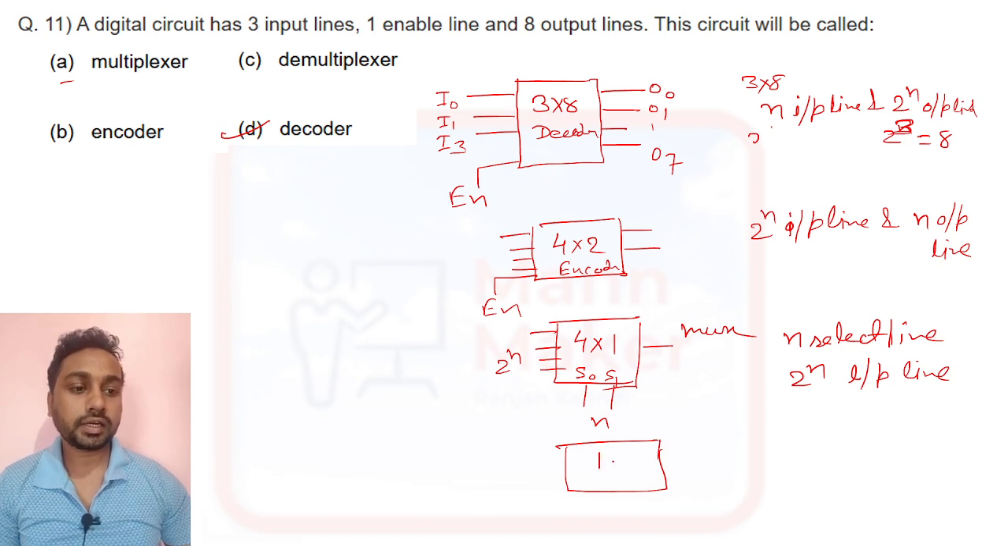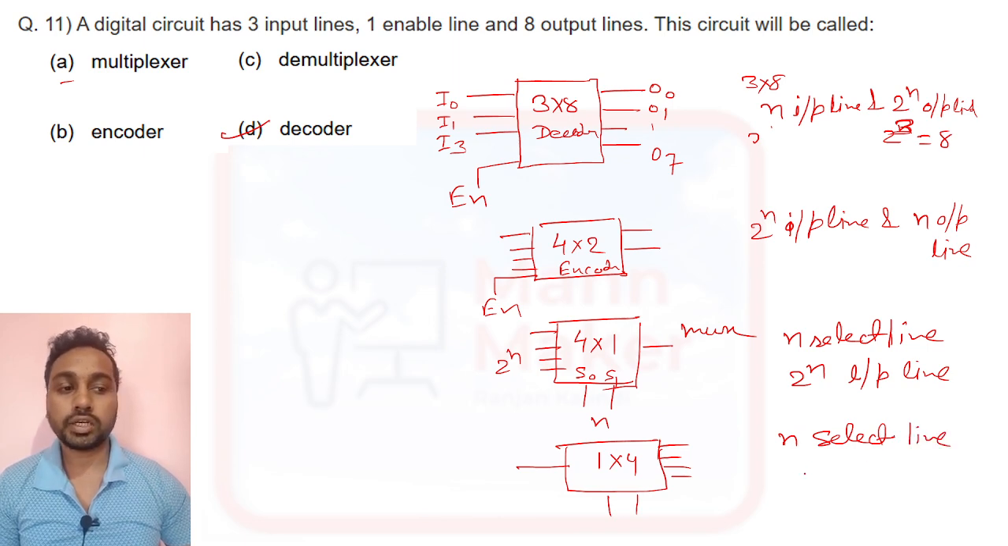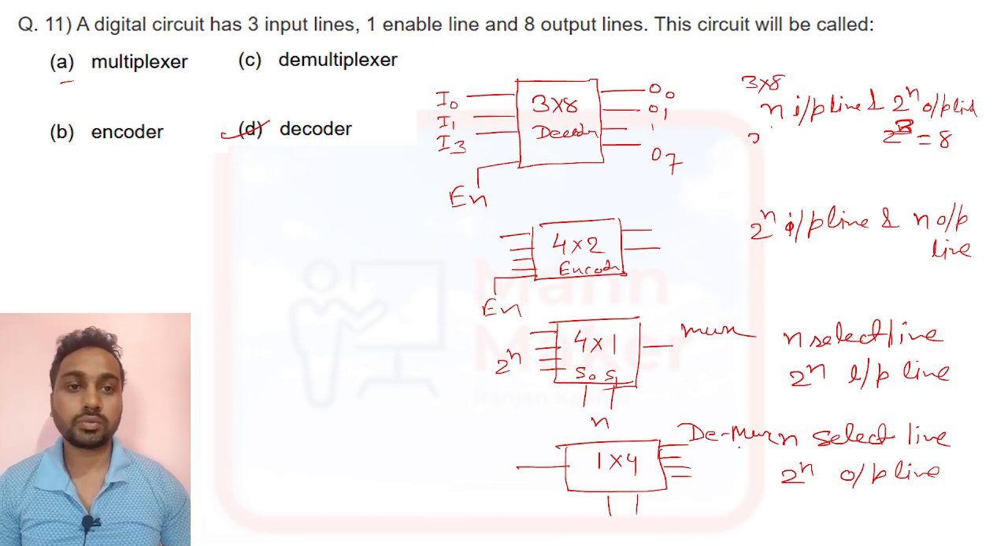Now for the demultiplexer. If it is 1 into 4, a demultiplexer always has one input and many outputs. With 4 outputs, there will be 2 select lines. If n is the number of select lines, then 2 to the power n output lines will be there in a demultiplexer. That is called demux. Just remember this point from the point of view of the exam.